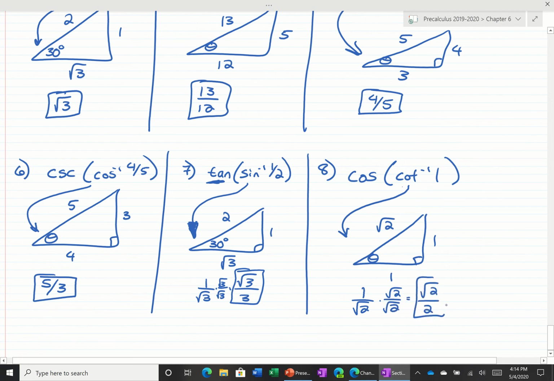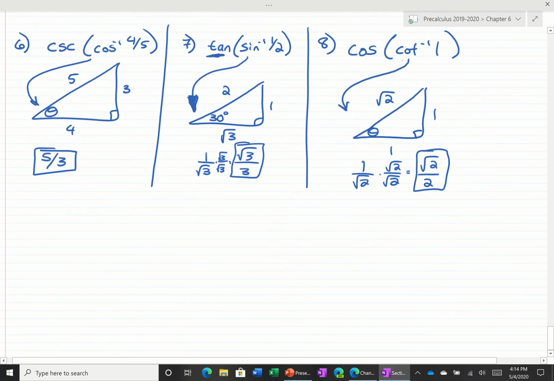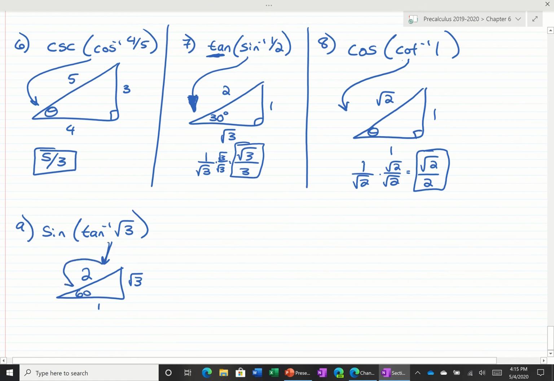And then last problem, number 9, it's asking us what's the sine of the inverse tangent of root 3. This is going to give us a triangle whose angle right here, the tangent is root 3 over 1. I recognize that as a 60, 30, 90 triangle. The sine of that angle we just drew, sine would be root 3 over 2.